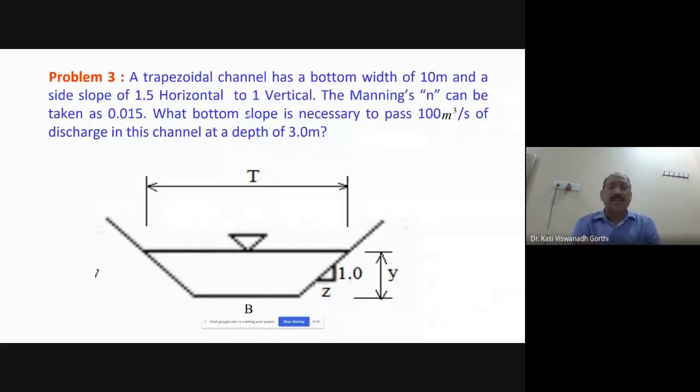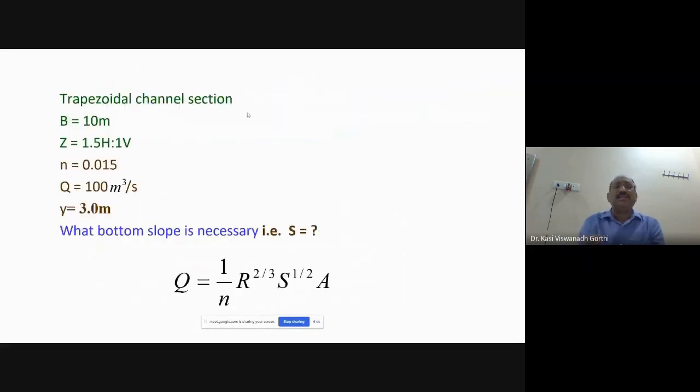To evaluate the parameters like wetted area, wetted perimeter, hydraulic radius, etc., this data is given. The bed width is 10 meters. It is a trapezoidal channel section. Side slopes are 1.5 horizontal to 1 vertical. Manning's coefficient is 0.015. Discharge is 100 meter cube per second. Depth of flow is 3 meters. All this data is given in the problem.